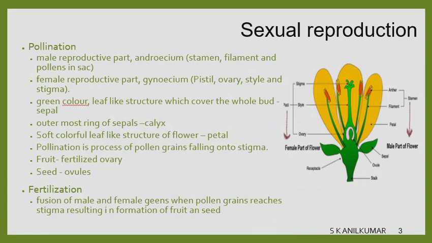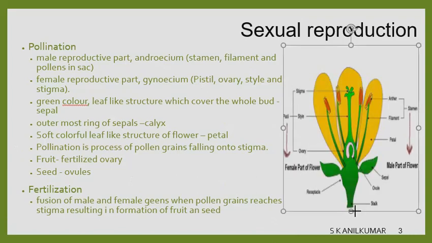Now, these are parts of a flower. What are these parts? We have a stalk on which the flower is connected. The stalk is something that connects the flower to the stem or a branch. Then you have a calyx. We have a male part and a female part of the flower.